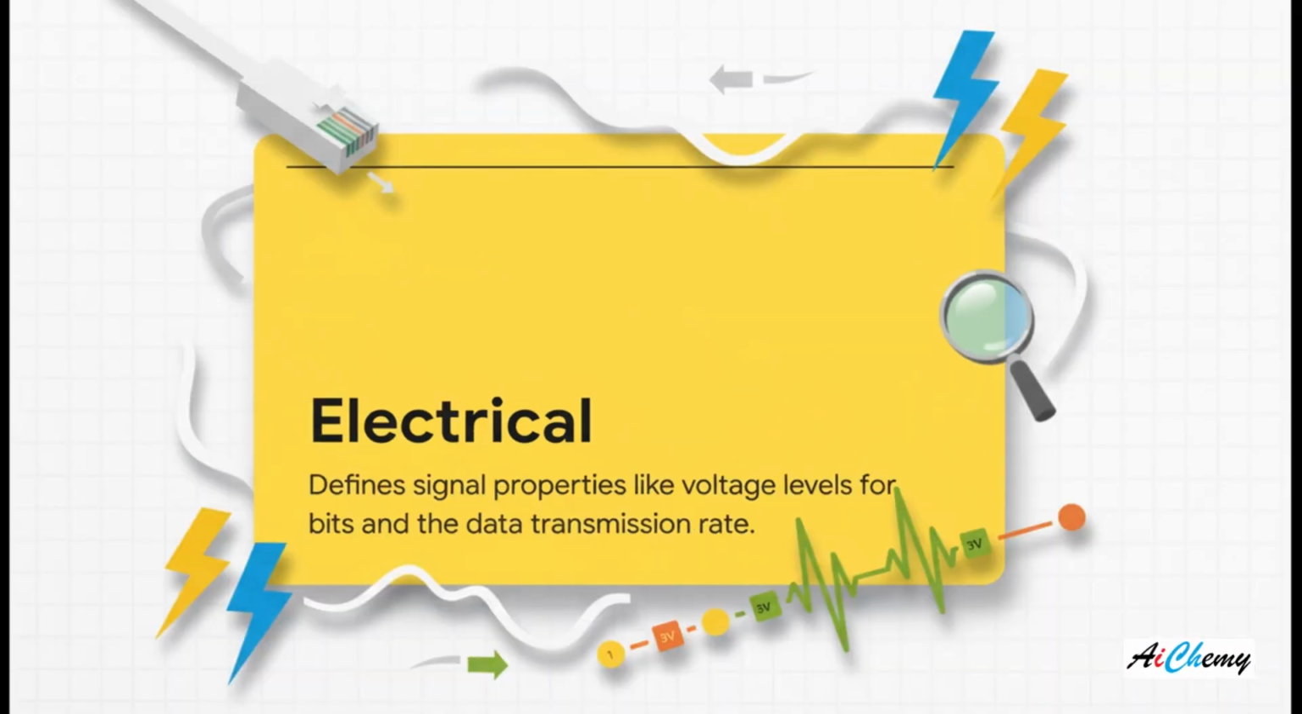Next, you've got the electrical rule. So, okay, the plug fits. Great, but what about the actual electricity? This rule defines the voltage levels, like what voltage means a 1 and what means a 0, and also the data rate, which is how fast those signals are flying back and forth. If you get this wrong, best case, they don't understand each other. Worst case, you could literally fry the hardware.